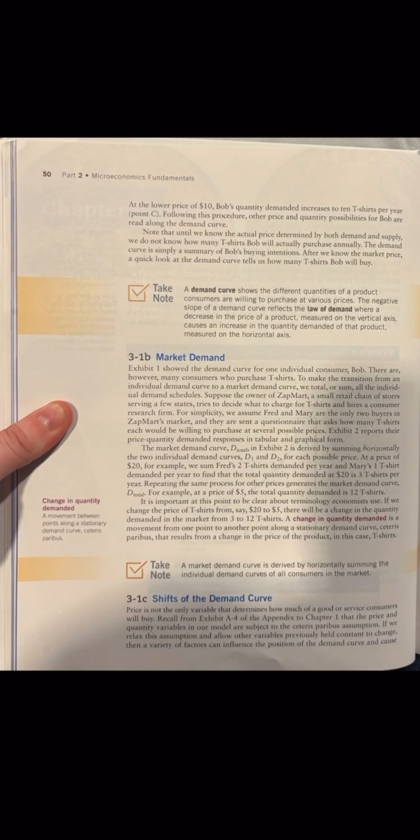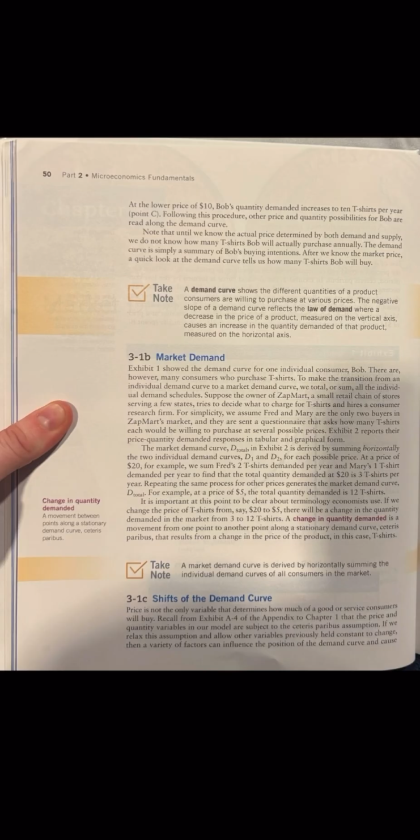The market demand curve, D total, in Exhibit 2 is derived from summing horizontally the two individual demand curves, D1 and D2, for each possible price. At a price of $20, for example, we sum Fred's 2 t-shirts demanded per year and Mary's 1 t-shirt demanded per year to find the total quantity demanded at $20 is 3 t-shirts per year. Repeating the same process for the other prices generates the market demand curve, D total. For example, at a price of $5, the total quantity demanded is 12 t-shirts.